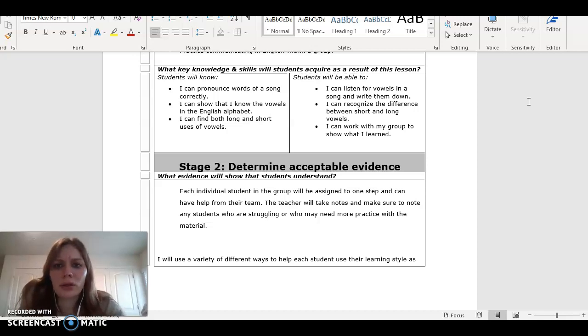And then the students will be able to listen for vowels in a song and write them down, recognize the difference between short and long vowels, and work in a group to show what they learned.